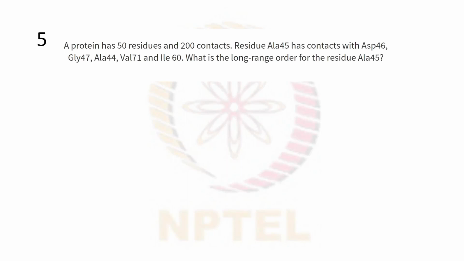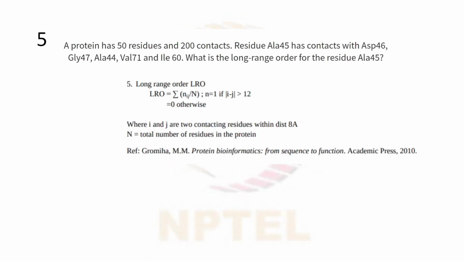Similarly, we have features for long range order. Here the slight change is that long range order takes only the importance of long range interactions. So a binary value is assigned only if a residue pair has a sequence separation of more than 12.